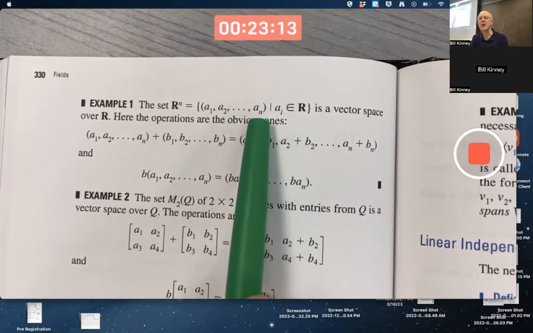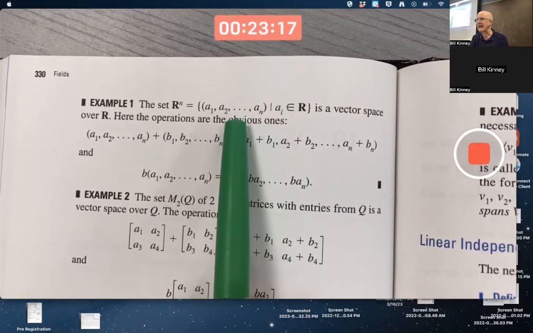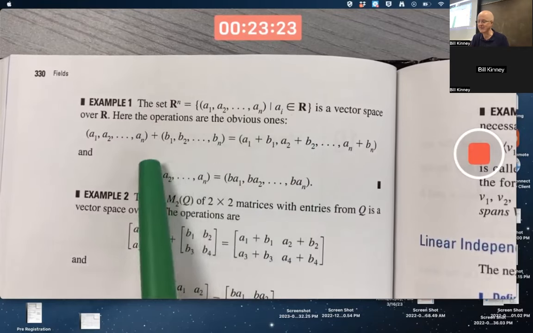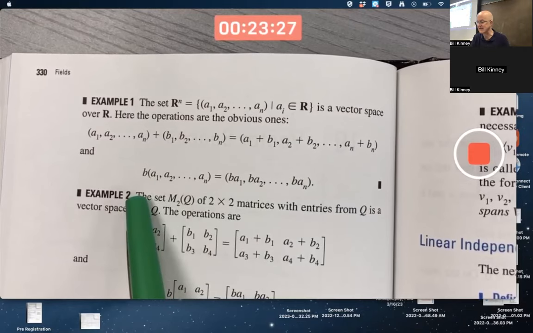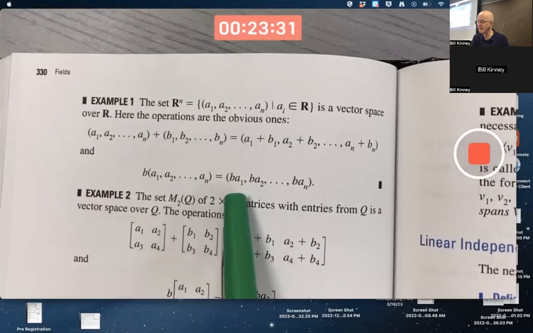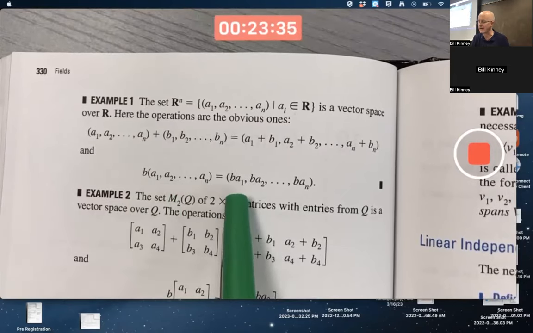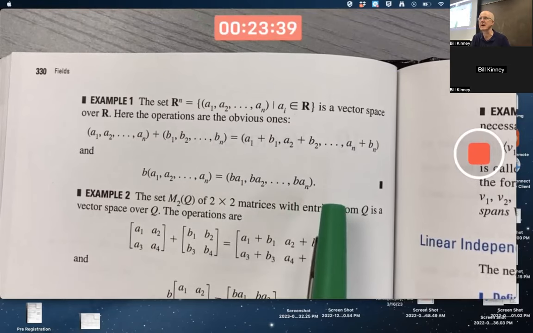Rn means the components, or coordinates if you prefer, of the ordered n-tuples are real numbers. This is Rn. This is something you're used to. You add vectors component-wise, and you multiply by a scalar B component-wise. No problem here. B and the A's are all real numbers. There's no problem writing this BA1, BA2, etc., because you're just multiplying real numbers.